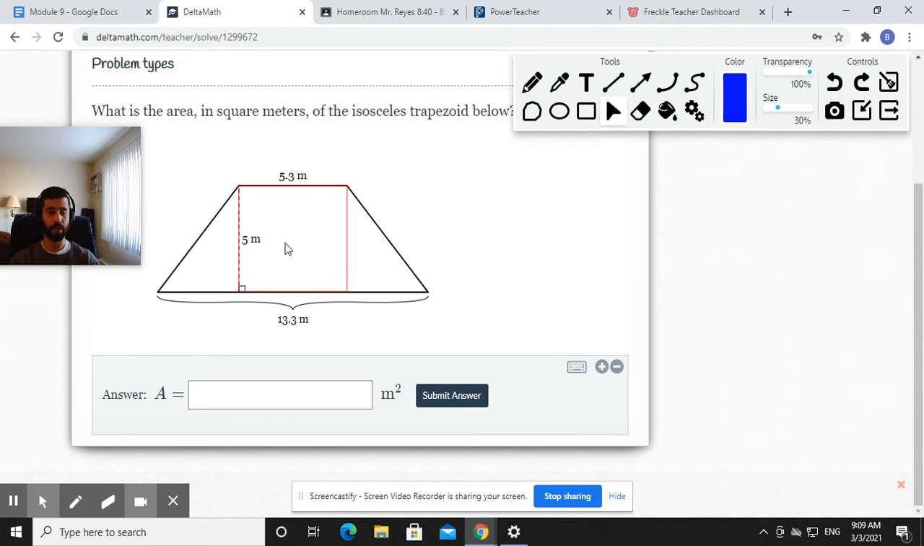is break it into a few shapes that we know how to find the area of. In this case, it's a rectangle and two triangles on the left and right. It's important to know that these two triangles are equal because it's isosceles. Otherwise, if it doesn't say isosceles, they might look similar, but don't assume that they're equal.